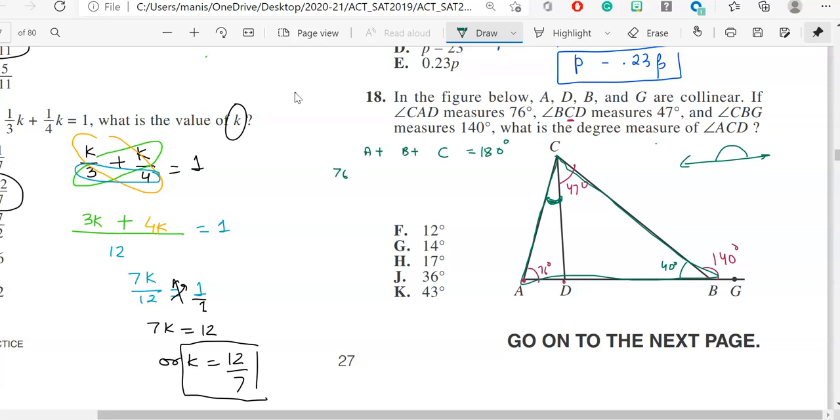Angle A is 76, angle B is 40, but angle C, let's assume this is X because we have to find this angle. Angle C is X plus 47. Now when you add and subtract all of them, you will end up with X as 17 degrees. So which one was X? X was your angle ACD. So H is the correct choice for this problem.